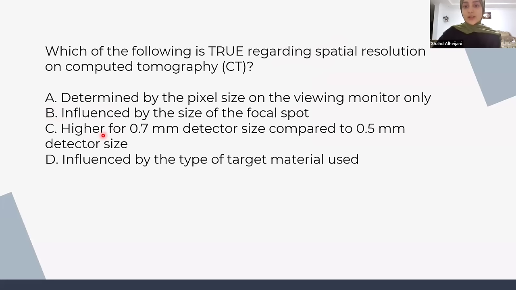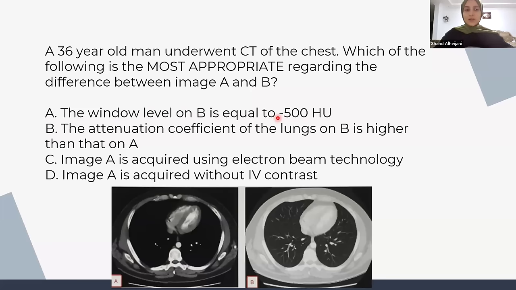Which of the following is true regarding spatial resolution and CT? Yes, the correct answer is the one influenced by the size of the focal spot. So we said if the size is bigger in the detector, it won't see any gap between the objects, so you can't really get a good spatial resolution. And it's influenced by the size of focal spot, so if you have a smaller focal spot, you get better spatial resolution. Next question.